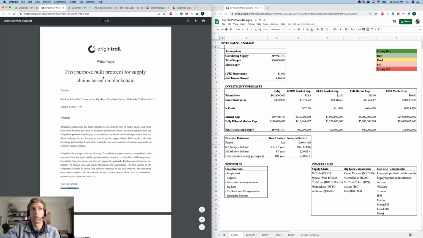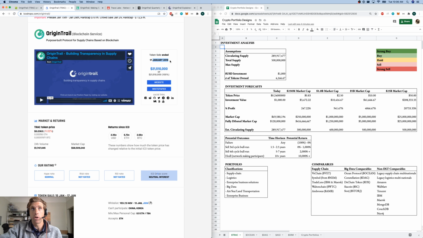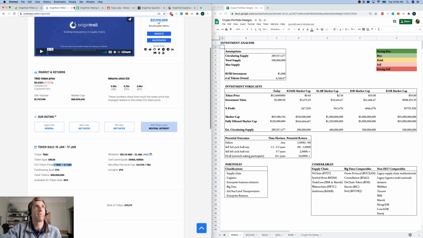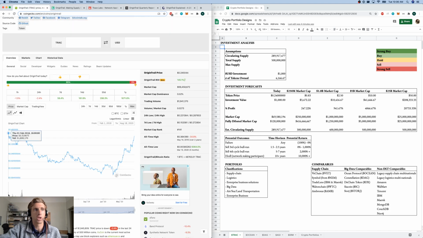Then we had our ICO in January 2018. The organization raised about $21 million. The price was about 10 cents per TRAC. And if we come back over to CoinGecko, we head to our chart. We're looking at the max logarithmic chart here. And then we have our token issuance in February 2018, a couple of weeks after, at about 31 cents. So we did have a pop from 10 cents to 31 cents from ICO to initial issuance.